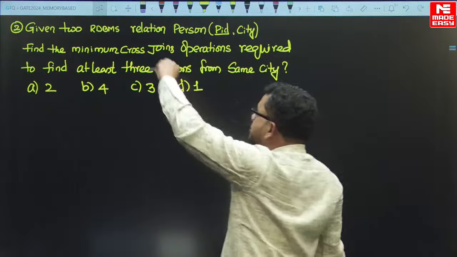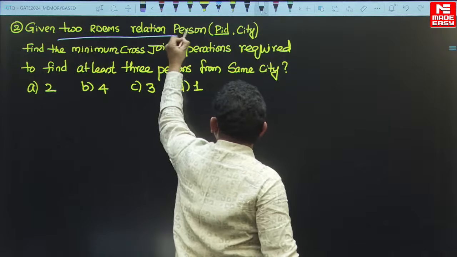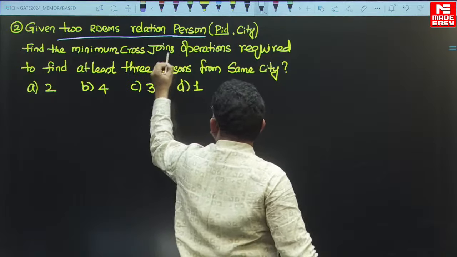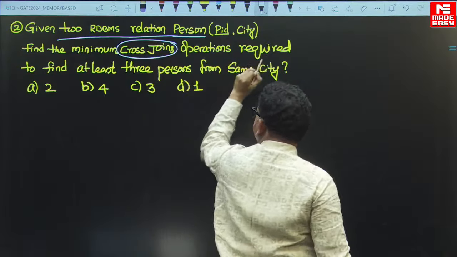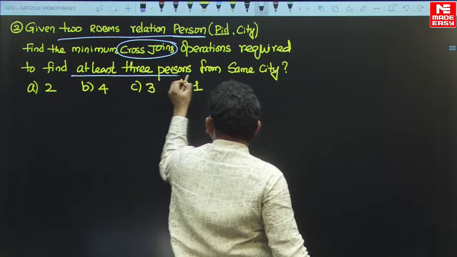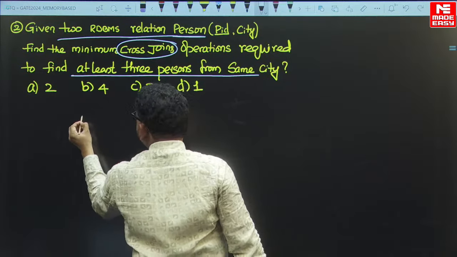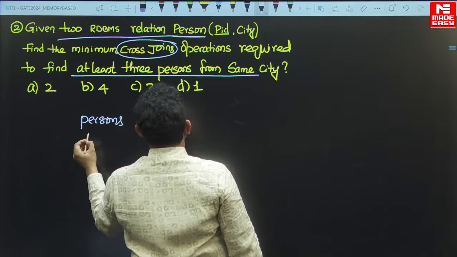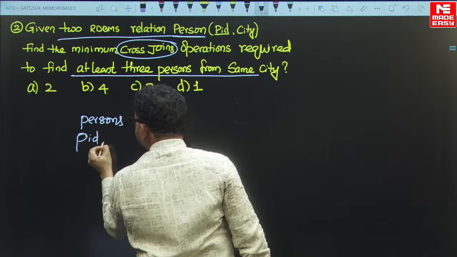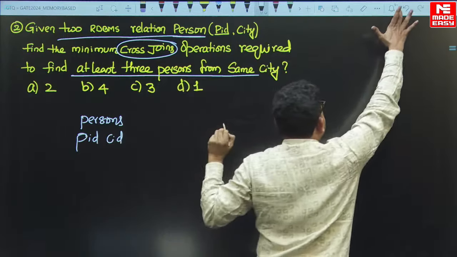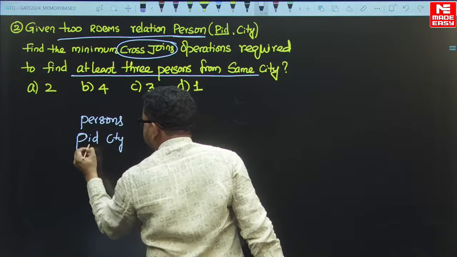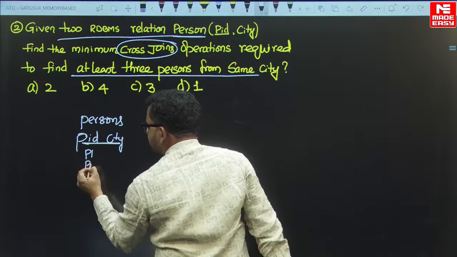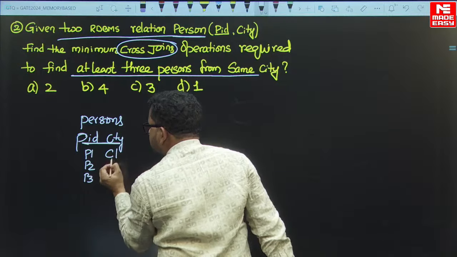Next, one more question. If there is a relational database table Person, find the minimum number of cross joins, meaning cross products, required to find at least 3 persons from the same city. So we need 3 persons from the same city. Person consists of person ID and city as the 2 attributes, so combined they form the key. Now at least 3 persons, P1, P2, P3, who belong to the same city.